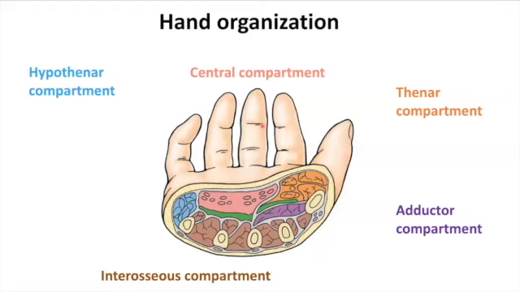And when we see the organization of these intrinsic muscles, they are organized into 5 compartments. We have a central compartment, we have thenar compartment, we have hypothenar compartment, we have interosseous compartment. Interosseous, in between the bones. And the last one is adductor compartment.